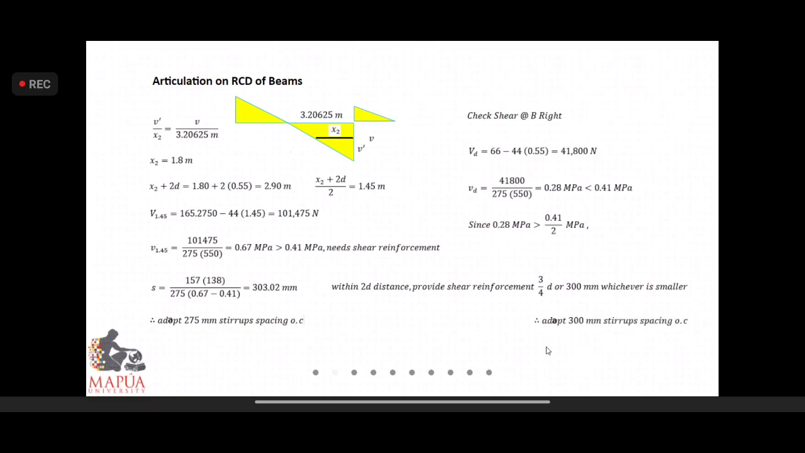And then we adopt 300 here based on the comparison of the three values and the other values. So we adopt the 300 here on center.